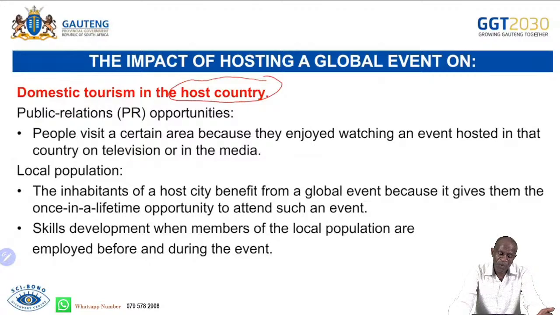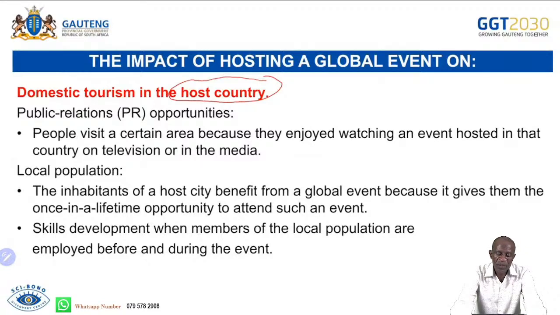The local population. The inhabitants of the host country benefit from a global event because it gives them the once in a lifetime opportunity to attend such an event. So if you are an inhabitant of a host country, that would benefit you because you don't have to travel far away to attend the event. The event is brought to your home country for you to see.